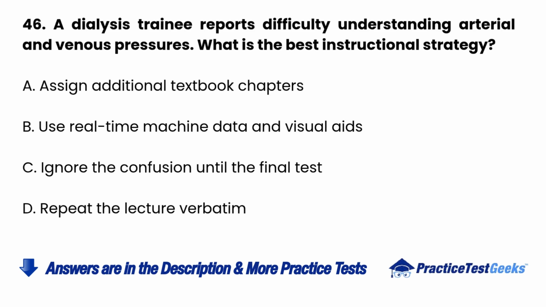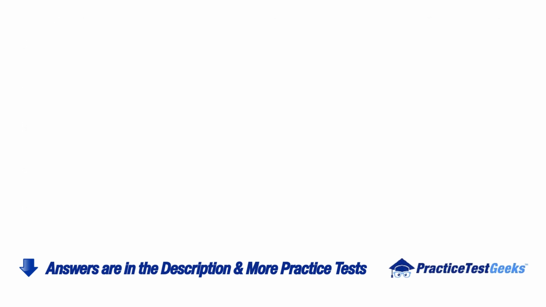46. A dialysis trainee reports difficulty understanding arterial and venous pressures. What is the best instructional strategy? A. Assign additional textbook chapters. B. Use real-time machine data and visual aids. C. Ignore the confusion until the final test. D. Repeat the lecture verbatim.